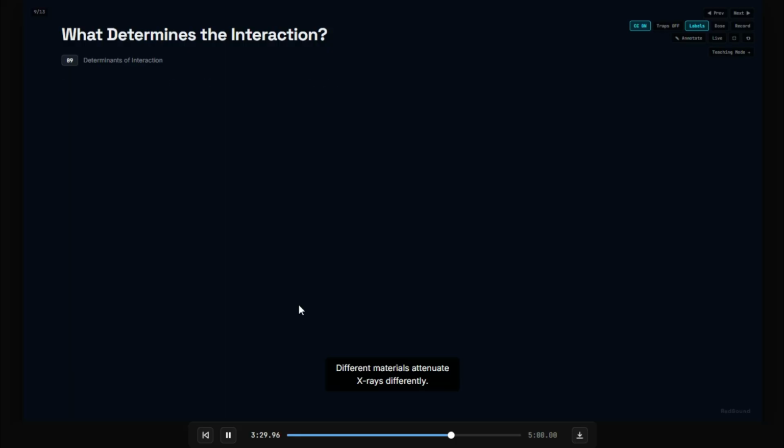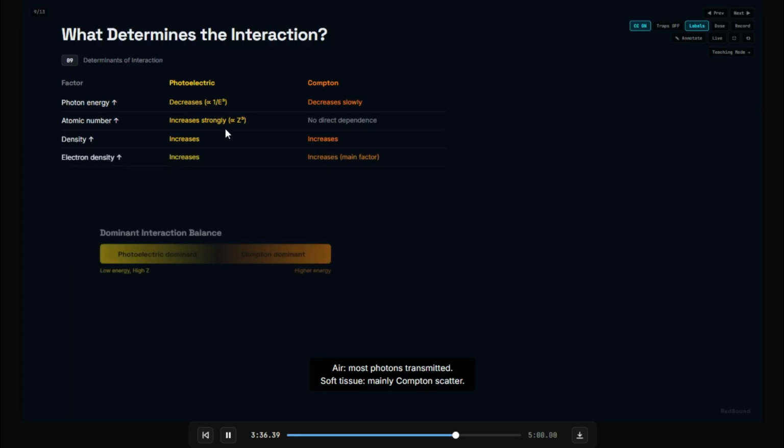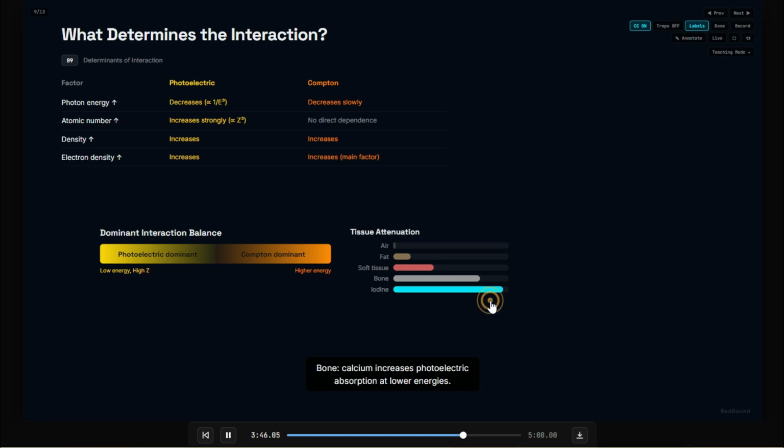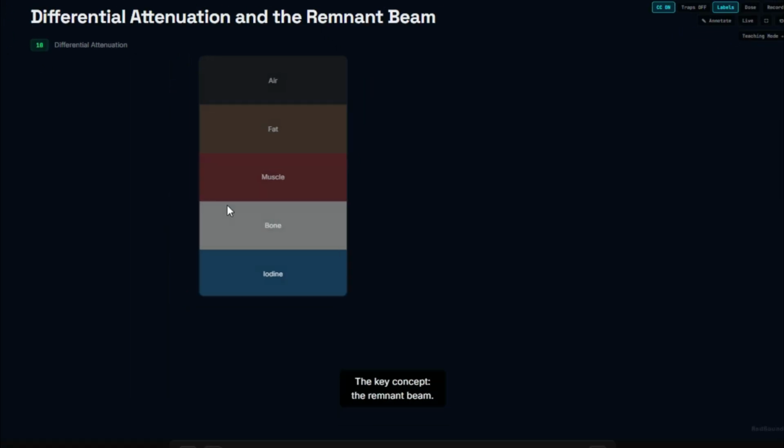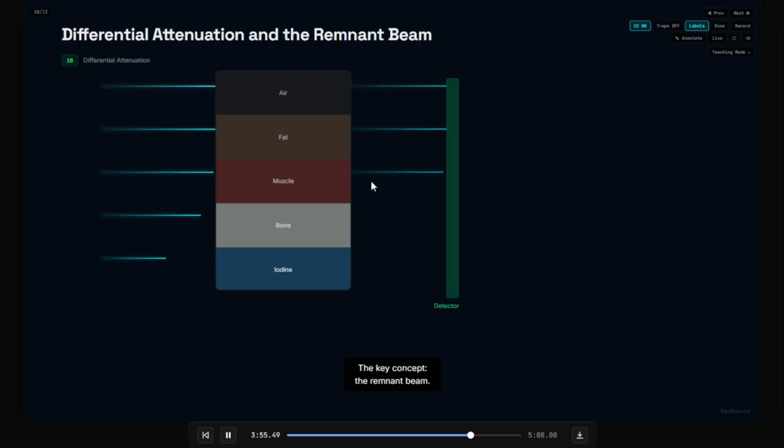So in summary, what determines the interaction? Let's say photoelectric. As we said, photoelectric is inversely proportional to the energy, so high energy decreases photoelectric. High atomic number favors photoelectric, and density, mostly both of them will increase. So as we have more energy, there will be less photoelectric, and at high energy Compton predominates. With high atomic number, photoelectric will predominate. So mostly photoelectric predominates in high atomic number and low energy, whereas Compton predominates in high energy with lower atomic number. The concept to understand is the remnant beam, which does not undergo any interactions.